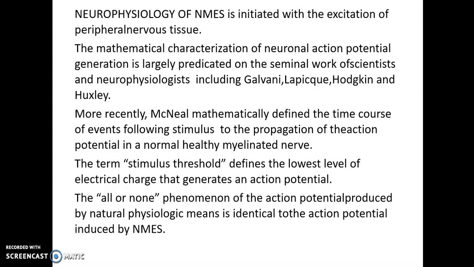But now, more recently, McNeil mathematically defined the time course of events following stimulus to the propagation of the action potential in a normally healthy myelinated nerve. In a normally healthy myelinated nerve, in a recent study conducted by McNeil, he has defined the time course of events following stimulus to the propagation of the action potential. You all know that the action potential has to develop and this has to propagate, and this propagation is what we call activation, facilitation.